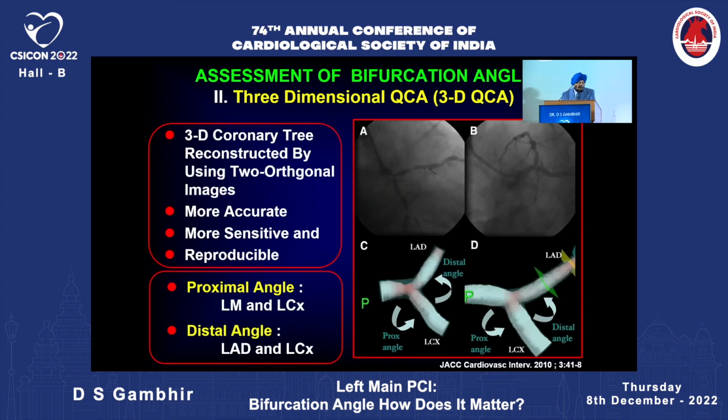The other technique is three-dimensional QCA. We do a 3D reconstruction of the coronary tree from two orthogonal views. Well, certainly it is more accurate, more sensitive, and reproducible. And in 3D reconstruction, we look at two angles: the left main and left circumflex angle, which is called the proximal angle, and then the angle between the LAD and LCX, which is the distal angle.